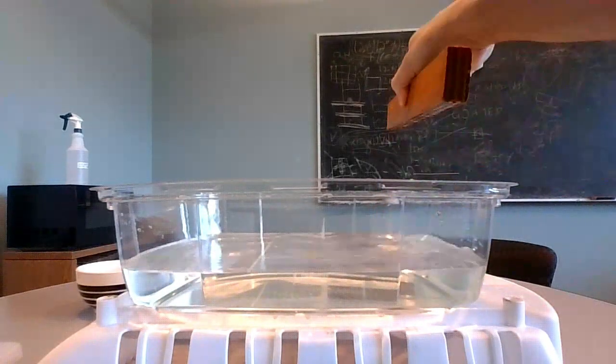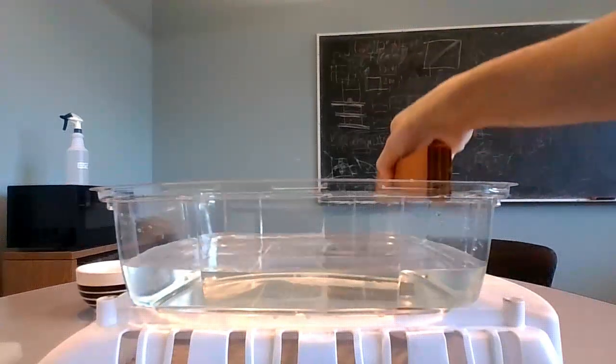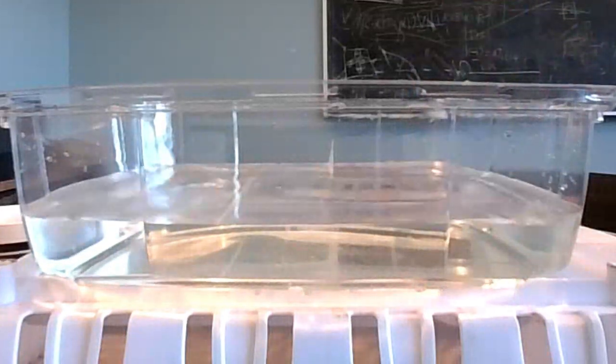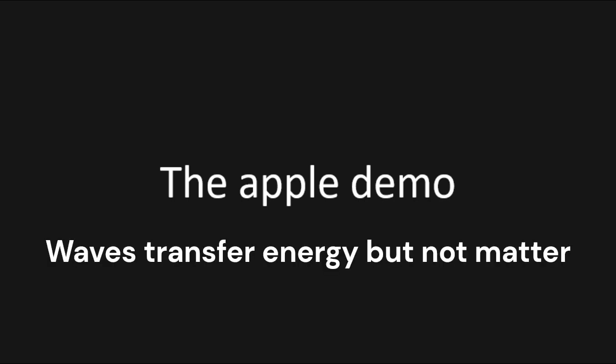Here's the water tank where I created some ripples in it. And you might think that, oh, there is something traveling from one place to the other. But I'm going to argue that there's nothing actually going from one place to the other. The general shape of the waves goes from one place to the other, but not the actual water molecules.